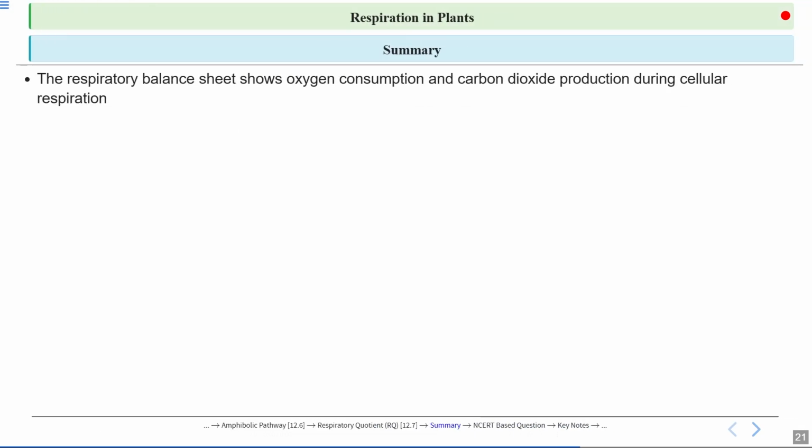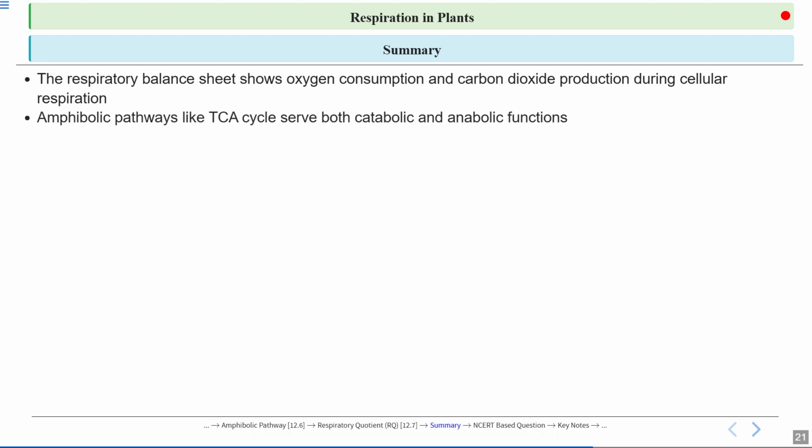So students, now let's take a small recap of what we have learned so far. We have talked about how the respiratory balance sheet shows oxygen consumption and carbon dioxide production during cellular respiration. Amphibolic pathways, that is those which involve both catabolic and anabolic reactions, like the TCA, that is the tricarboxylic acid cycle, serve both catabolic and anabolic functions. So there is breakdown of larger molecules into simpler ones, as well as synthesis of larger molecules from simpler ones. And that is what we call amphibolic pathways.